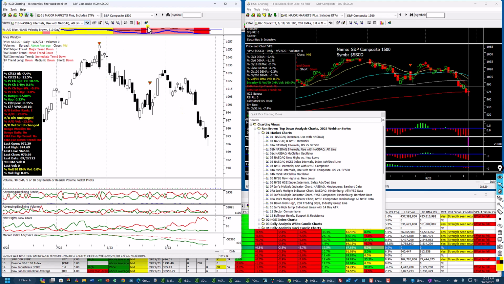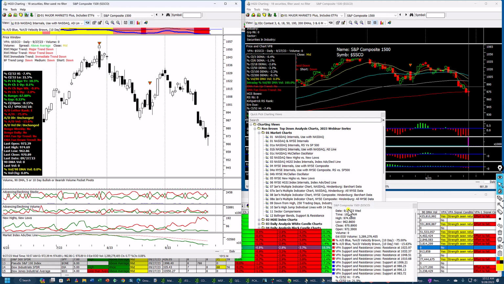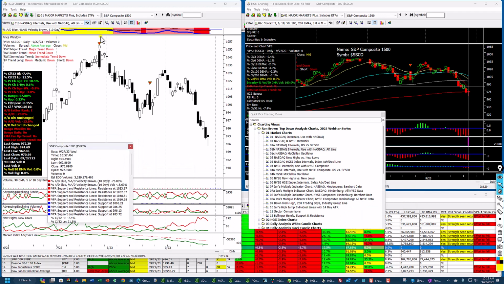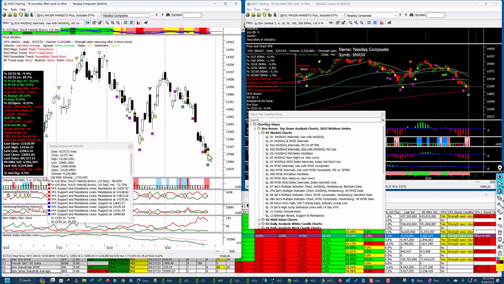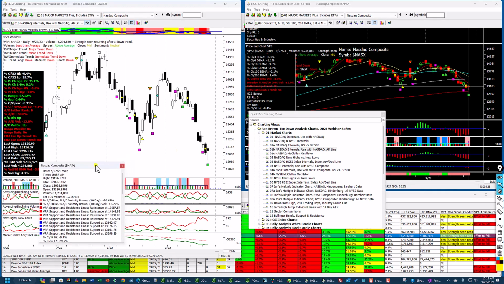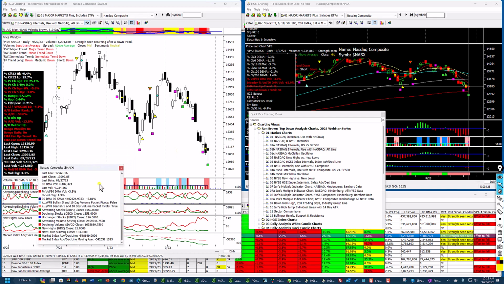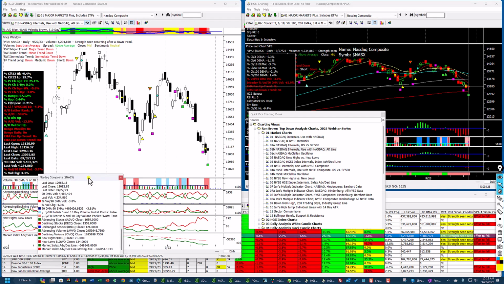If I use my alternate I key, this information window comes up. Now I need to get up to my NASDAQ composite. The information window comes up, and I scroll down to the bottom so I can look at the internals. This is from yesterday, the advancers versus the decliners. It was a positive day for the internals, but it was really kind of a nothing day also.